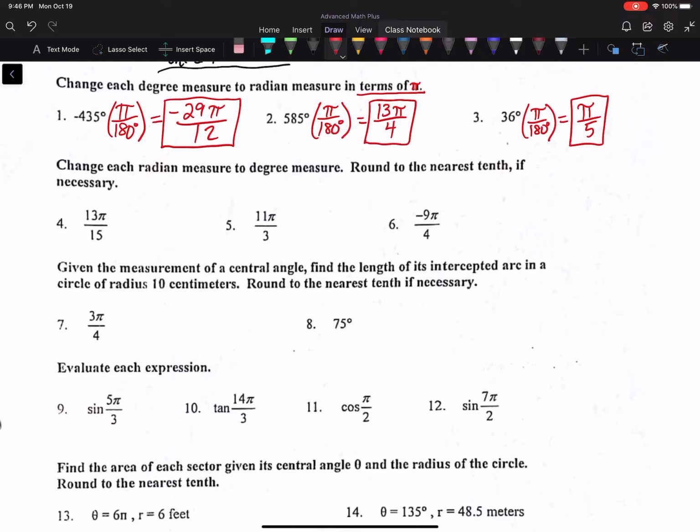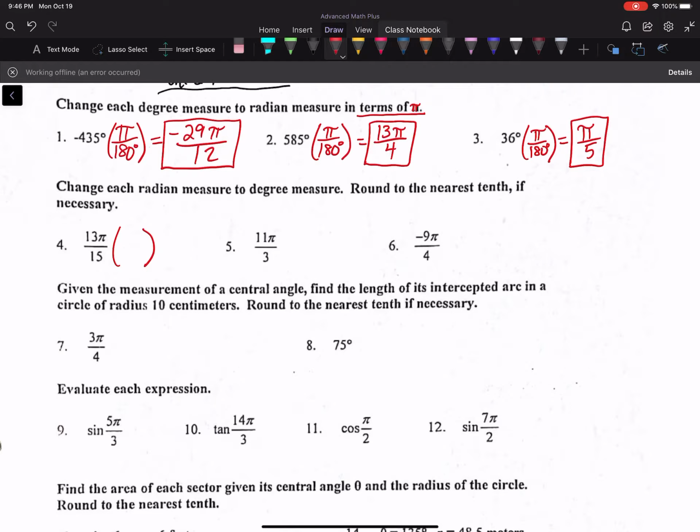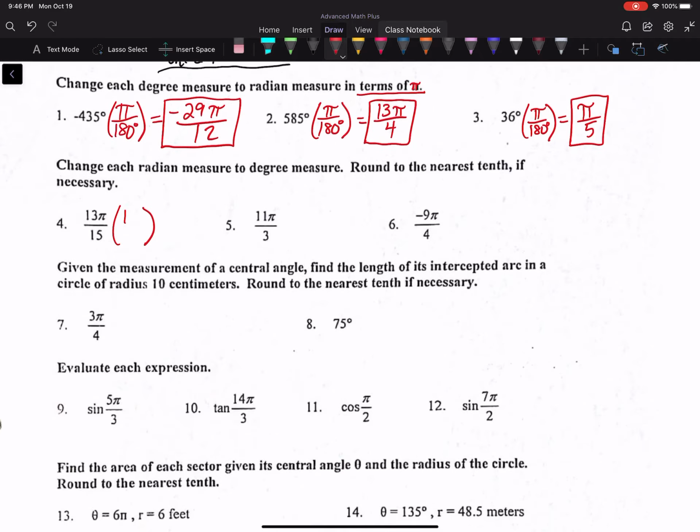Okay, 4, 5, and 6, we're doing the reverse of 1, 2, and 3. Instead of going from degree to radians, we are going from radians to degrees. All right, so we do exactly the same thing except the opposite. So rather than multiplying by pi over 180, we are going to multiply by 180 degrees over pi. Okay, the pi's will cancel, and you just say 13 times 180 divided by 15. You should get 156, and that is degrees.